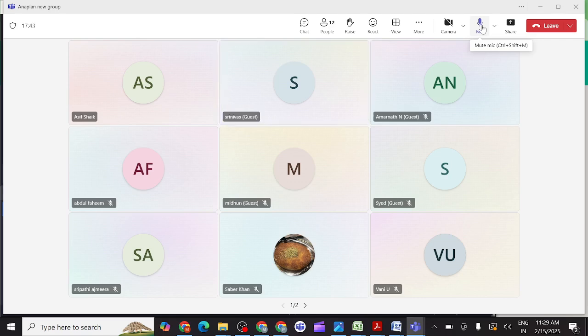Yes, Asif. Okay. What are the components of profit and loss reports? So in profit and loss reports, what we have done is: what are the sales we have done in the last year, and what are the expenses we have incurred.